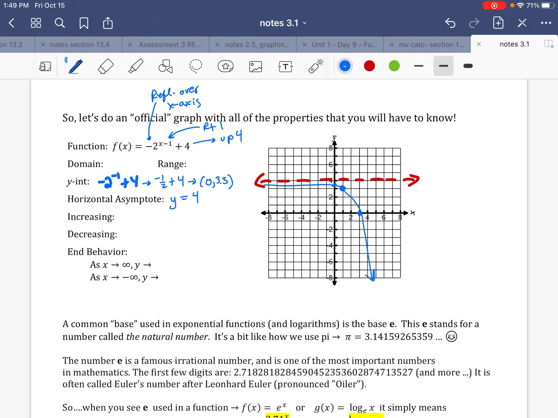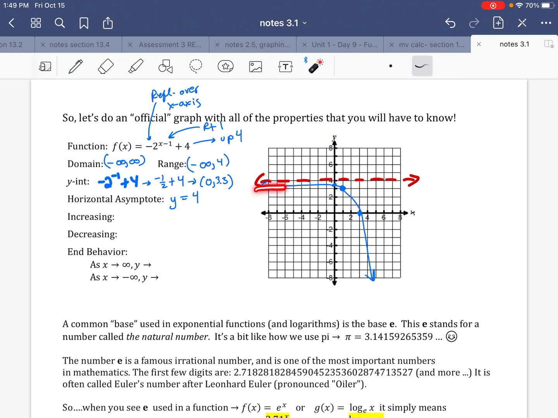Okay, so domain and range. The domain is the width. This graph exists everywhere. It goes to the left, it goes to the right, everywhere. So we're going to say all real numbers. The range, though, is not the same case. It goes down forever, but it doesn't go up past 4. So it goes from -infinity up to 4. It doesn't touch 4.